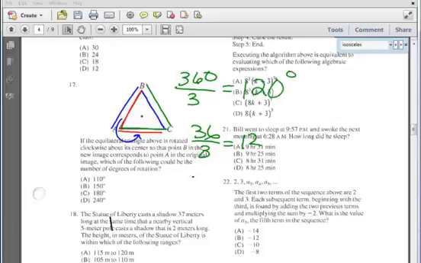Okay, so the question says, I'm just pointing out where this came from. If the equilateral triangle is rotated clockwise about its center, so the point B in the new image corresponds to point A, which of the following would be the number of degrees of rotation? And we're rotating it clockwise, which is this way. So B is going to go all the way around to here. So how many rotations did you do to get B all the way to A? You rotated it twice. Each rotation is 120, so two 120s is 240, which stands for D.